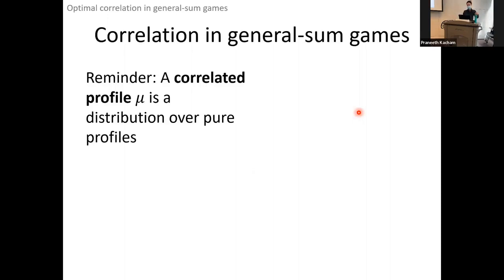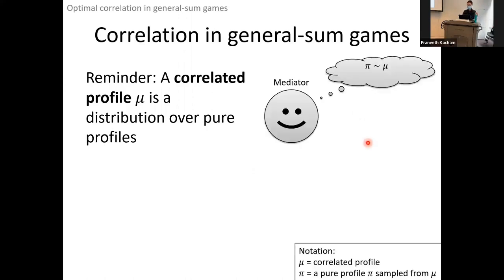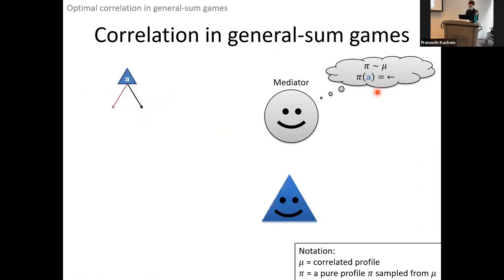Reminder, a correlated strategy profile is a distribution over pure profiles. And now we're going to be considering correlation over all the players at the same time. So before we were saying each team is going to randomize independently. Now we're saying all the players are randomizing together. And as I said, there's going to be this notion of a mediator. This mediator is going to take a correlated profile mu and sample a pure profile from it, hidden from all the players. Now, the game begins.